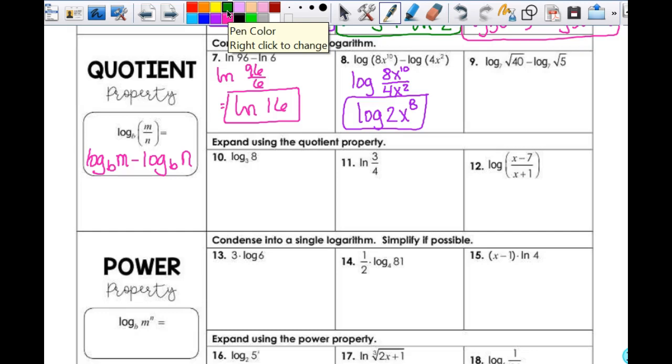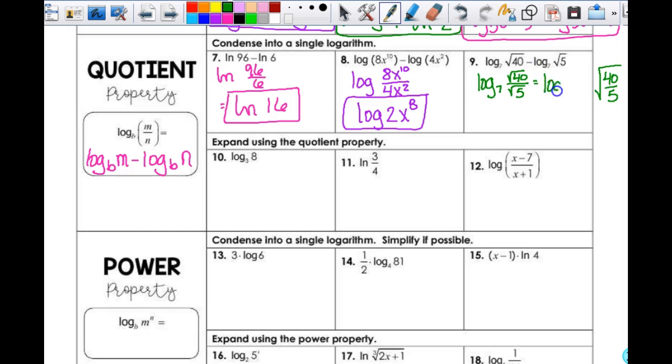All right, so I have log base 7. They have the same bases. I'm subtracting, so this becomes log base 7 of the square root of 40 over the square root of 5. Okay, so if you remember when we did the square root review stuff, this is the same thing as the square root of 40 over 5. I could write it either way. So I can reduce, since they're both in square roots, if they weren't both in a square root, that's different, but they're both in square roots, so I can actually divide. What's 40 divided by 5? 8.